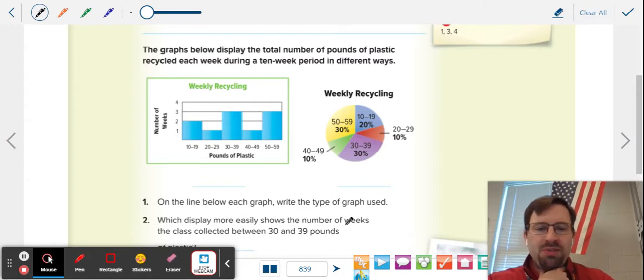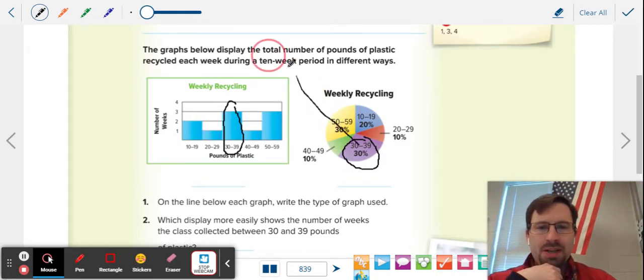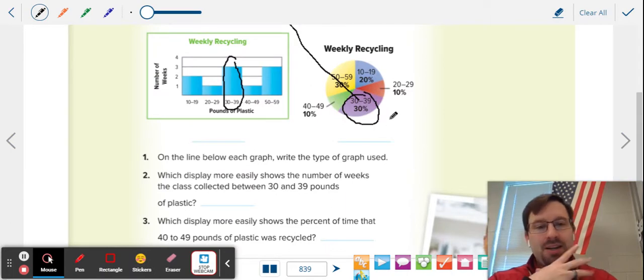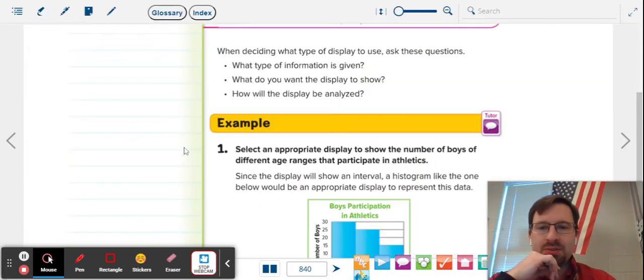Which display more easily shows the number of weeks the class collected 30 to 39 pounds? It's pretty easy to see that 3. Over here, you can see that 30% went 30 to 39, but then you have to multiply that by 10 to get 3. So more work with the circle graph. Which would be easier to show the percent, right? Anytime you have percent, circle graphs are what we're talking about. Anytime you're looking for groupings, that's what histograms are all about.